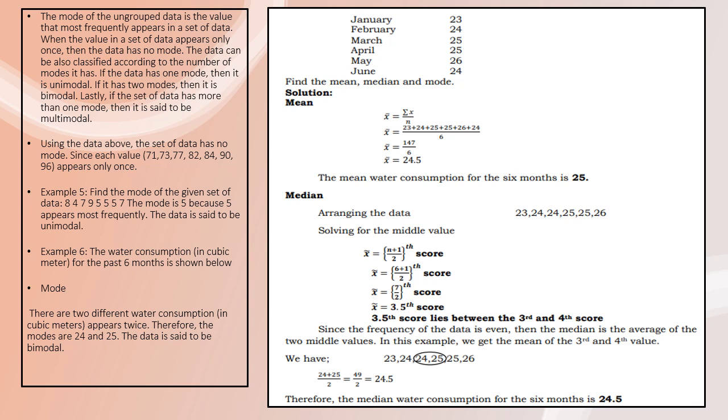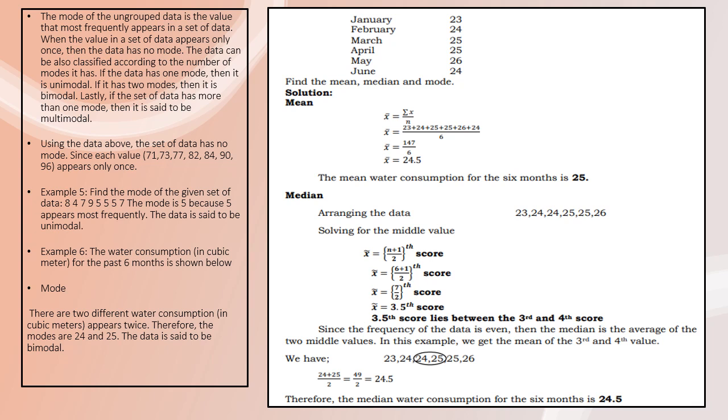Example, find the mode of the given set of data: 8, 5, 7, 9, 5, 5, 5, 7. Obviously, since 5 is repeated thrice, our mode is 5. Example number 6, the water consumption in cubic meters from the past months is shown below.